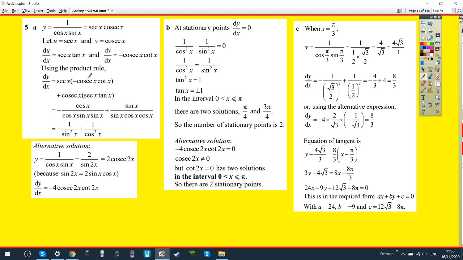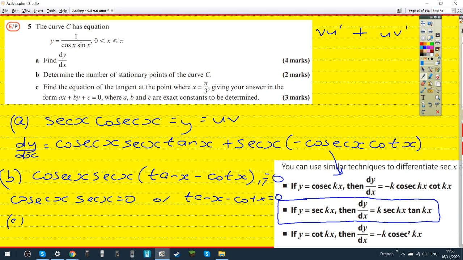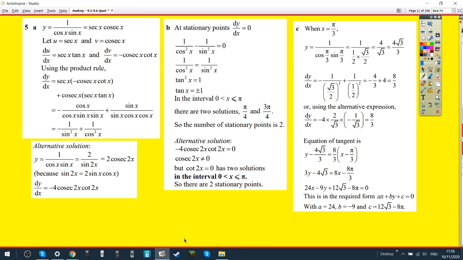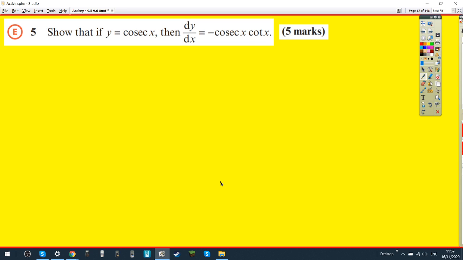Using the product rule, yeah. They did some wacky stuff and simplified it down. Oh, so all they did was change it back. So cosec x sec x, they changed that into the original one, 1 over cos x sin x. Aha. At the stationary point, they just solved it. Okay. And then C, they did the same thing. All right, fair enough. Any questions there? No.